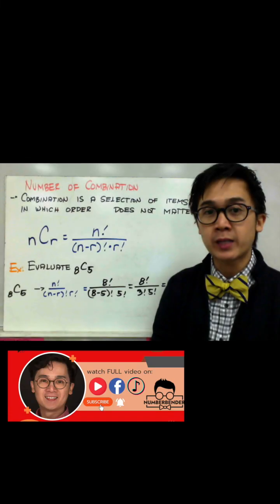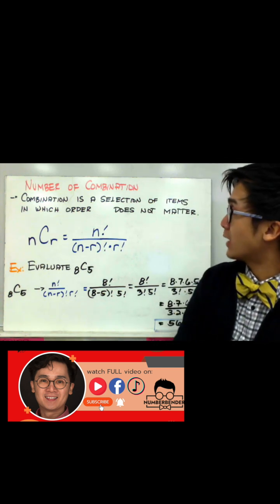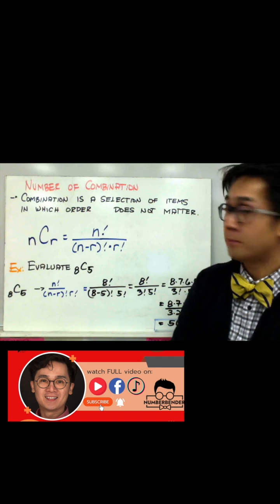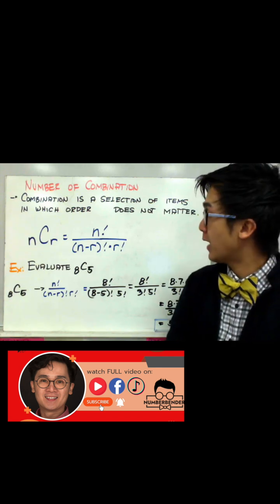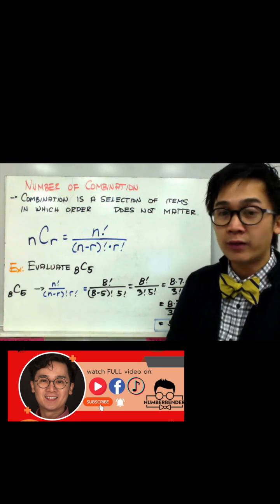The major difference between combination and permutation is that in combination, ordering does not matter. By definition, combination is a selection of items in which order does not matter. It's given by the formula n factorial all over n minus r factorial times r factorial.